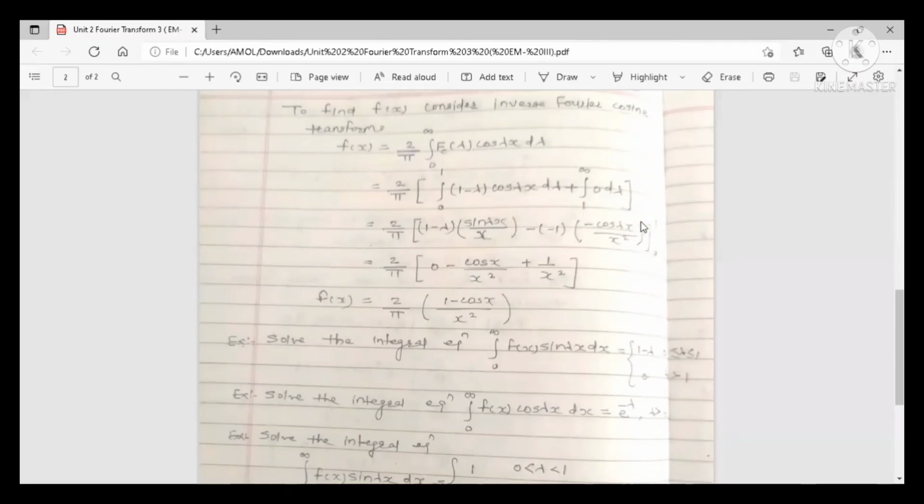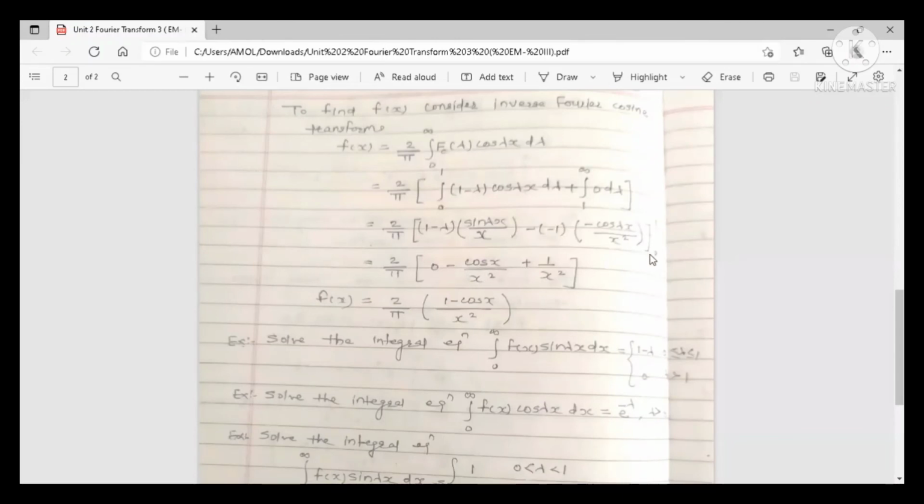Now the variable is lambda, so put lambda equal to 1, the upper limit. So 2 upon pi as it is. Now lambda equal to 1 means 1 minus 1 is 0, and 0 into this term is 0. First term 0. Minus minus plus. Again the minus sign is there, so give a minus sign here. Cos x, because lambda is 1. Cos x upon x square.